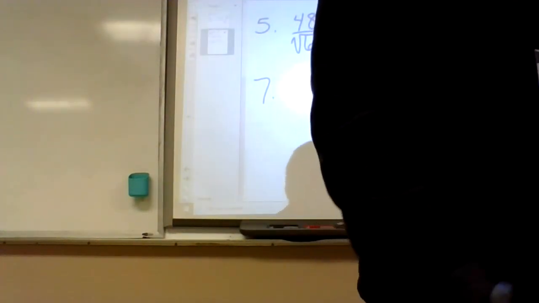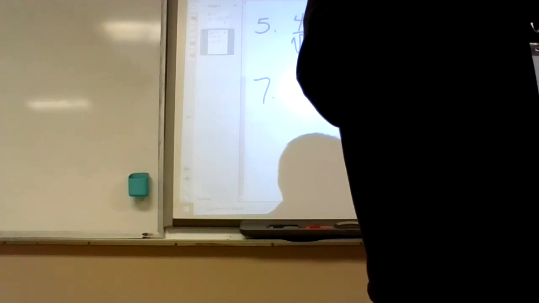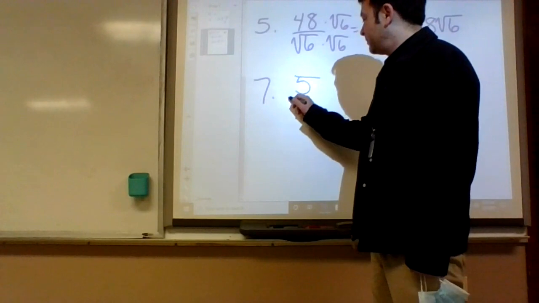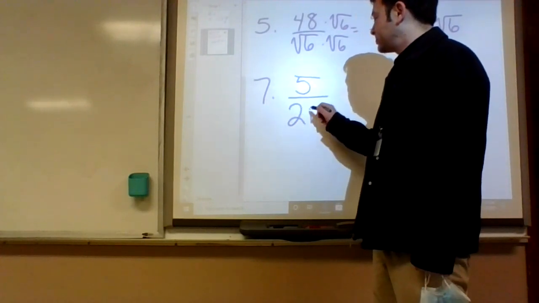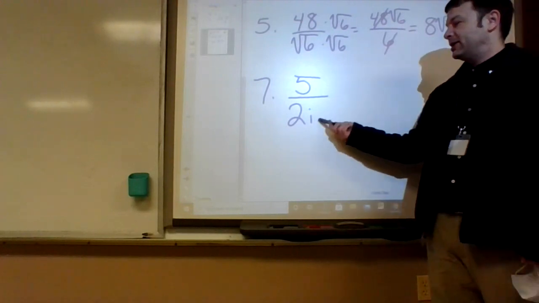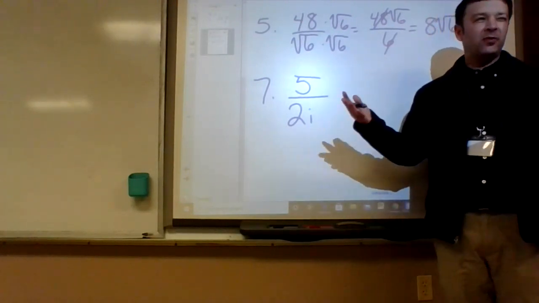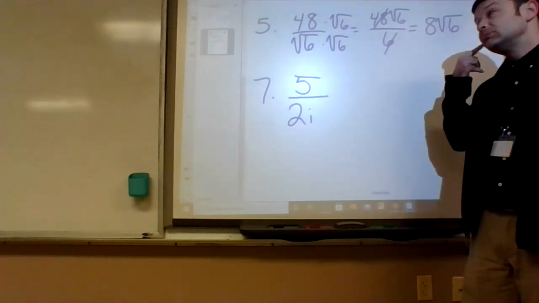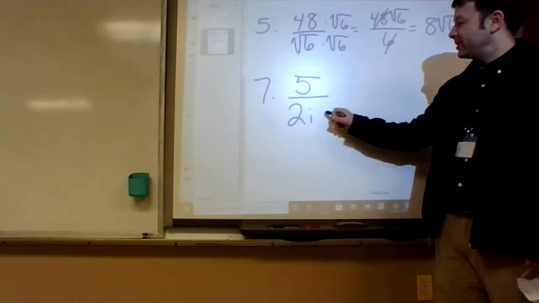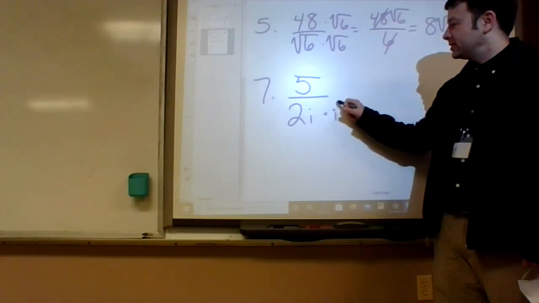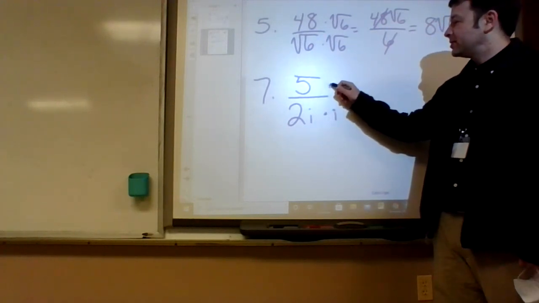Number 7 is 5 over 2i. Just like you can't leave a square root on the bottom, you're not supposed to leave an i on the bottom. Because i is the square root of negative 1, so technically it is a square root. What do you multiply by? Guess how I'm going to get rid of it. Multiply by i. It doesn't matter that the 2 is down there, just leave the 2 alone.